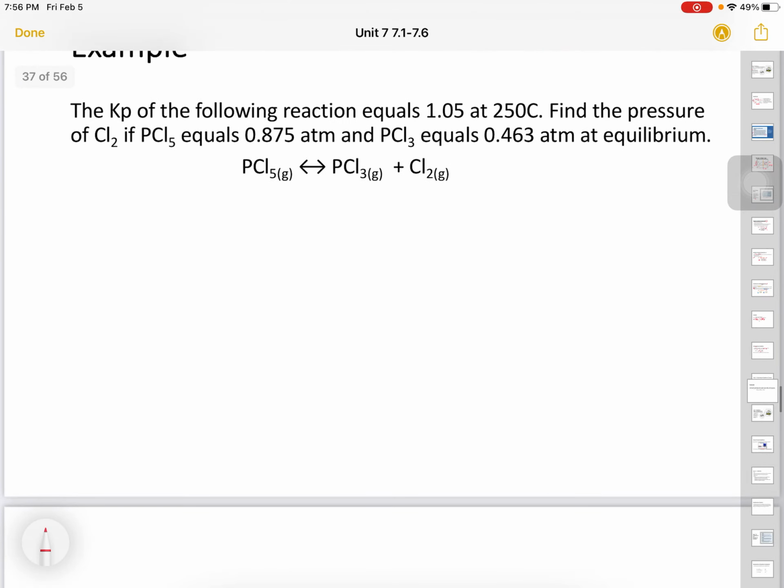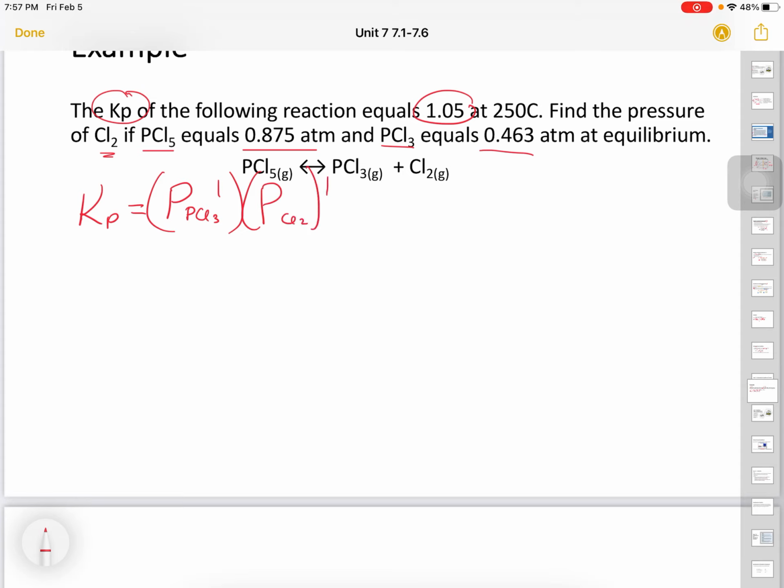All right, how about this one? This one gives us the Kp. Find the pressure of chlorine if PCl5 pressure is 0.075 and PCl3 is 0.463. So we're just solving for something other than the K. But we're going to write the Kp expression, because we're good little soldiers. The pressure of PCl3, that's to the first, times the pressure of Cl2, also to the first, divided by the pressure of PCl5. It's also raised to the first. How cute.